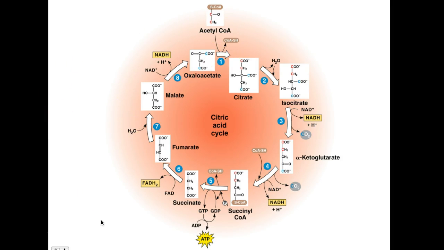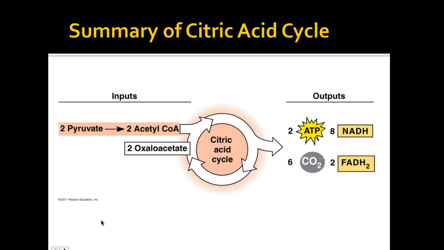So the summary of the citric acid cycle is 2 pyruvate being converted to 2 acetyl CoA. And ultimately, the outputs are 2 ATP and 8 NADH, 6 CO2, 2 FADH2.